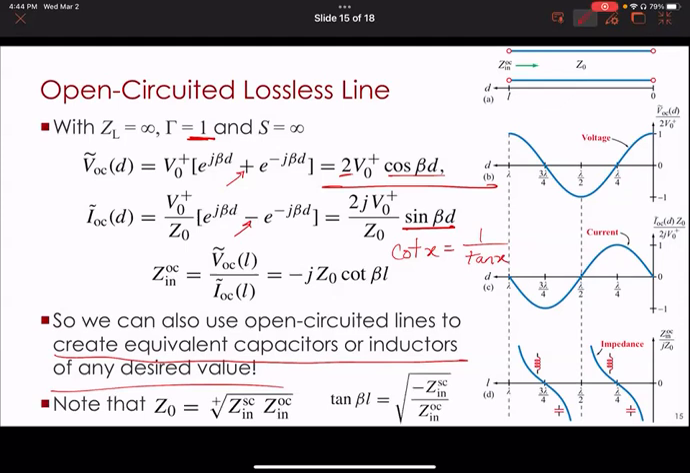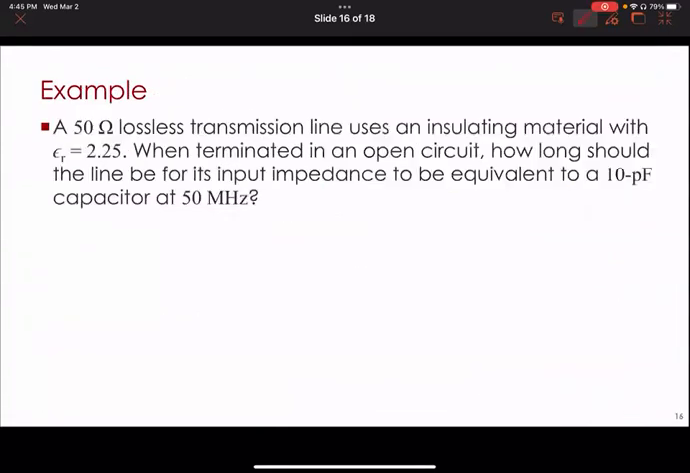We've also got these relations that we probably won't use, but they are interesting. The Z in short circuit times Z in open circuit, if you take the square root, it equals Z naught. But we're probably not going to use those too much, so I wouldn't worry about them all that much. So with that, we are ready to go for next time. We're going to start with this example.